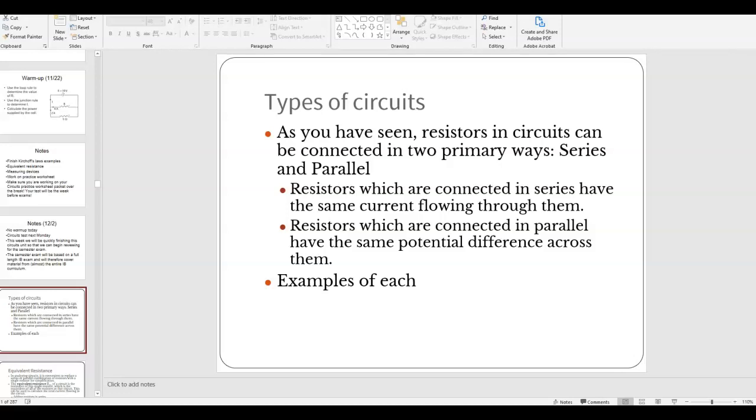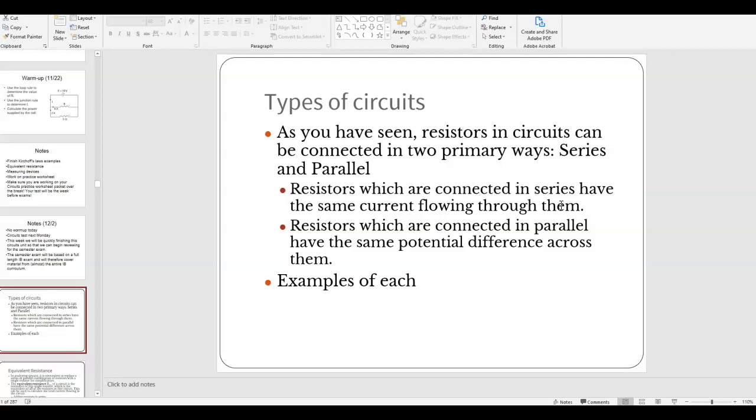Okay, so in this video, we're going to continue talking about different types of circuits. There are different ways to connect resistors together in circuits, and the two primary ways are what's called in series and in parallel. Now, I always say definitions are important, so please make sure you understand the definitions that separate these two.